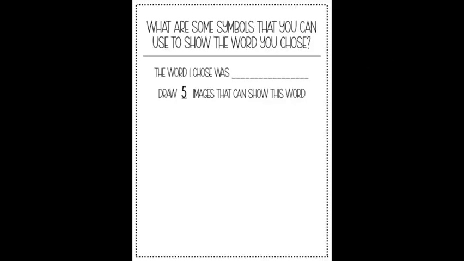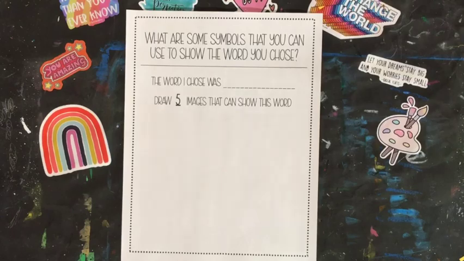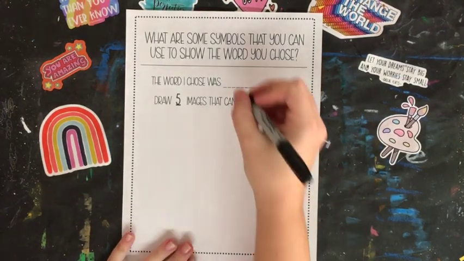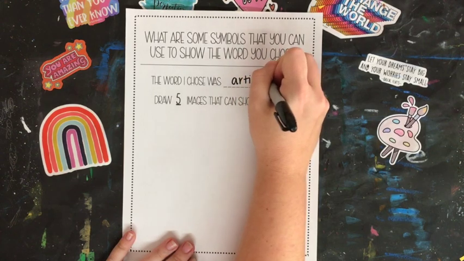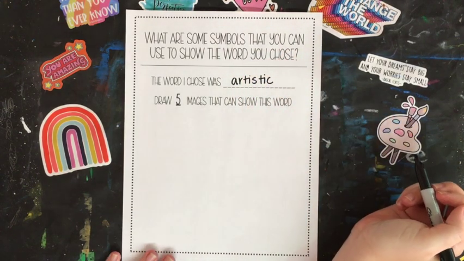The next thing you're going to do is come up with some symbols or images that can show the word you chose. Remember, your clients for this project are kindergartners through 5th graders. Kindergartners are going to need pictures to understand what word they are looking at on a page. The word that I chose was artistic, so I'm going to write artistic in that first line.